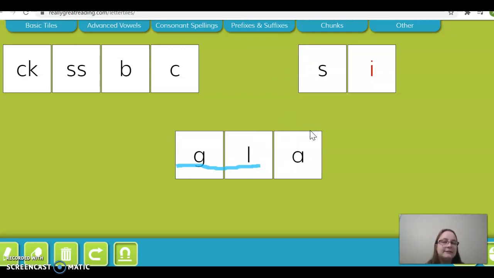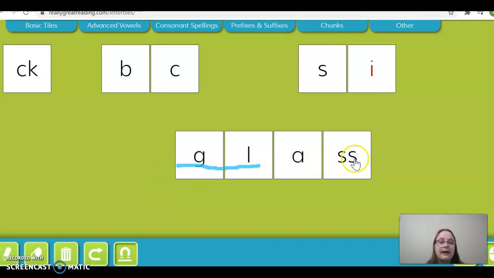Glass, glass. Friends, this is where it gets really tricky, because if you remember, a lot of the times when we have S on the end of words, it's our double S. So this is where our double S comes in. So we have gl, ass, glass. Okay, I want you to write this down and make sure that you are underlining your L blend, which is G and L. So go ahead and pause the video and then resume when you're ready.